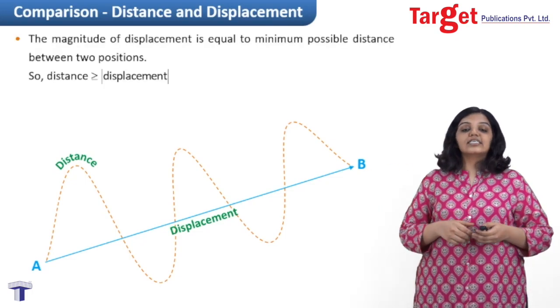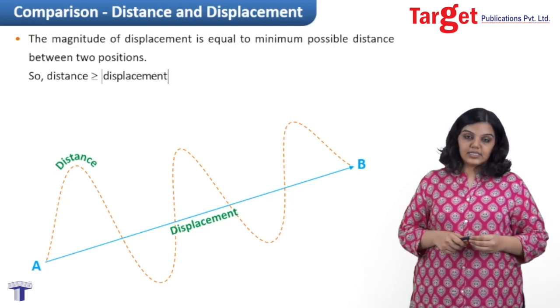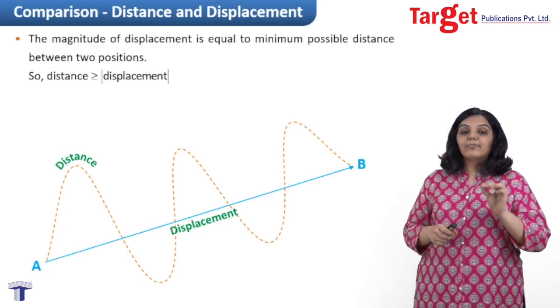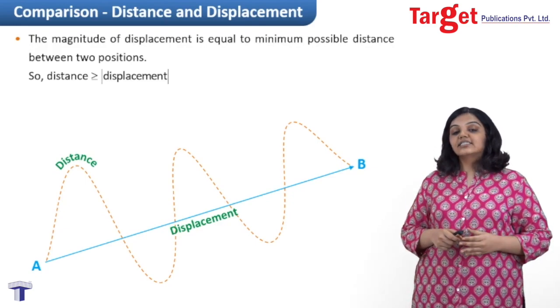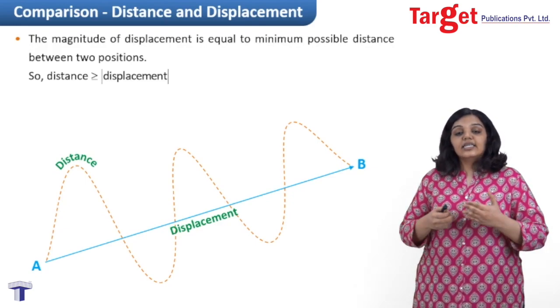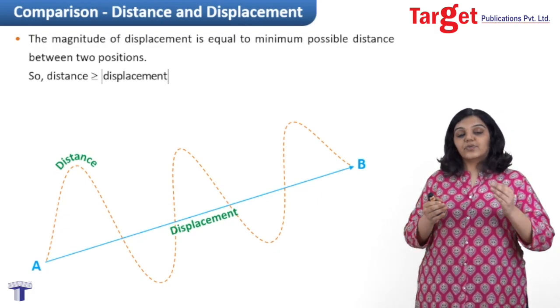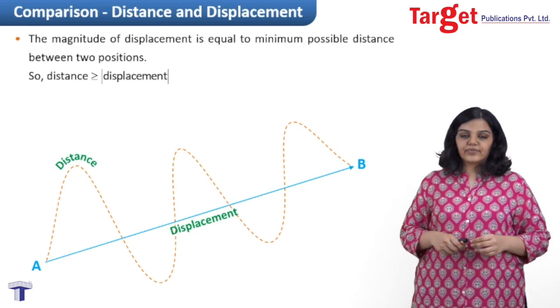And you can see from this example that usually distance will come out to be greater than displacement, because the magnitude of displacement is equal to the minimum possible distance between the two positions. And therefore, usually distance is greater than displacement. Unless, of course, you're traveling in a straight line, in which case there is no difference between distance and displacement, and the two quantities are exactly the same.